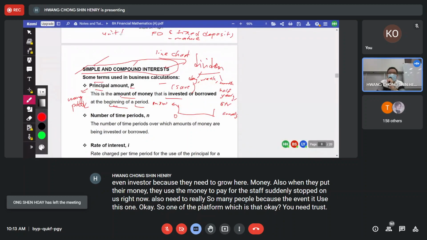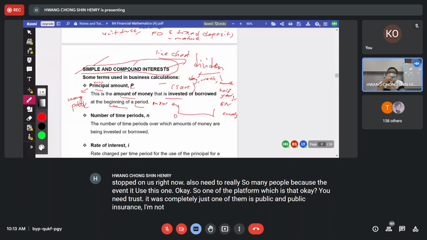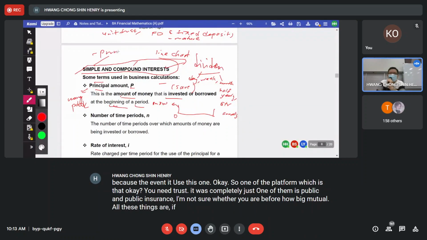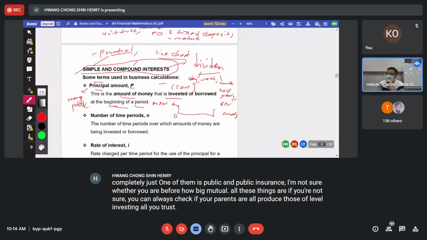So one of the very popular platforms, FD, okay, and unit trust. You know what unit trust is? One of them is Public Mutual, Public Bank. I'm not sure whether you heard before. If you're not sure, you can always check with your parents or relatives who invested in unit trust before. Public Mutual, Hong Leong Investment. There are so many types of unit trust. I'm not sure how you call it in Mandarin.